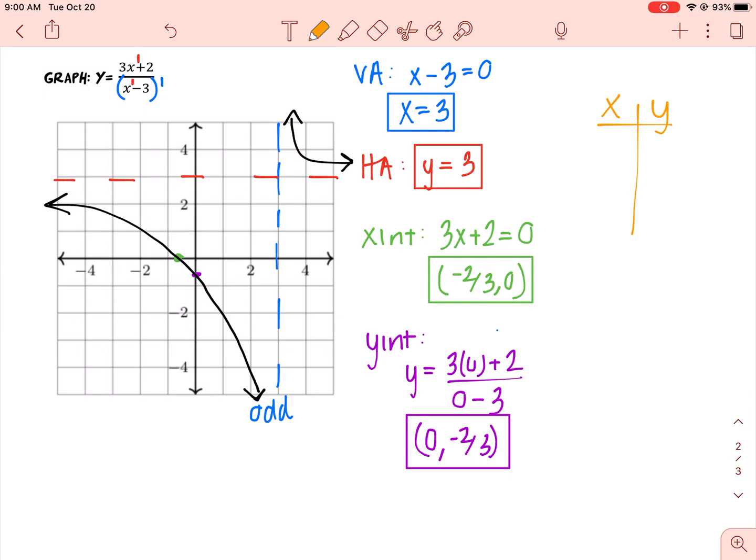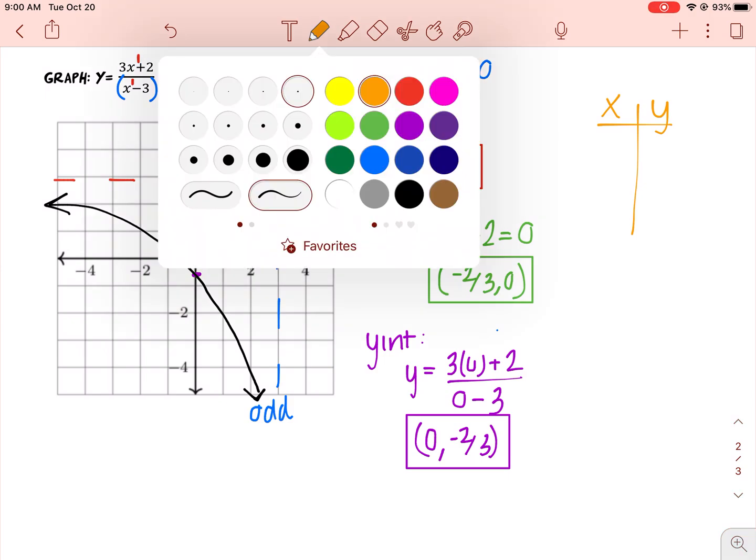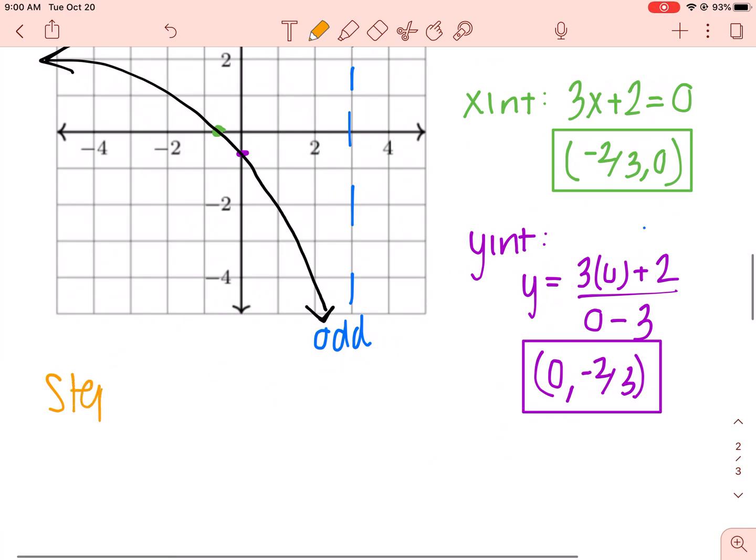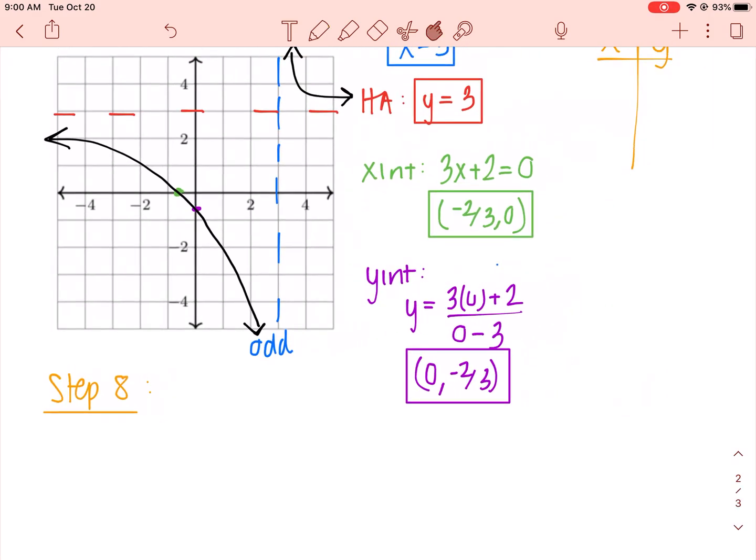And then let's quickly check, does it cross the horizontal asymptote? Let's do that step 8. Do it right here. So step 8, we're going to verify that it will not cross the horizontal, because in my graph it doesn't look like it will. But let's make sure. That means you take your function, which is 3x plus 2 over x minus 3, and you set it equal to the horizontal asymptote. In this case, it's 3.